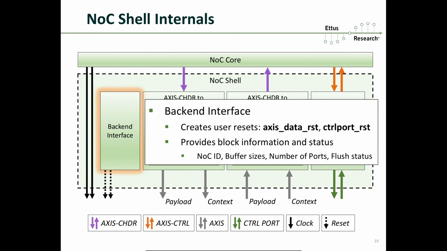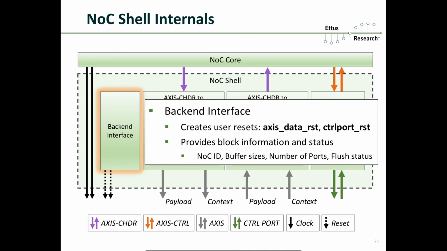Next, we have a module called the backend interface. The idea here is that the NOC shell has a lot of information about your block, what its configuration is and its status. That information is then relayed back to the host through NOC core, by communicating to your RFNoC block through this backend interface module. What's in there are things like the NOC ID. Every block has a unique identifier, a 32-bit value that allows blocks to be uniquely identified based on, you can think of it as, the block type.